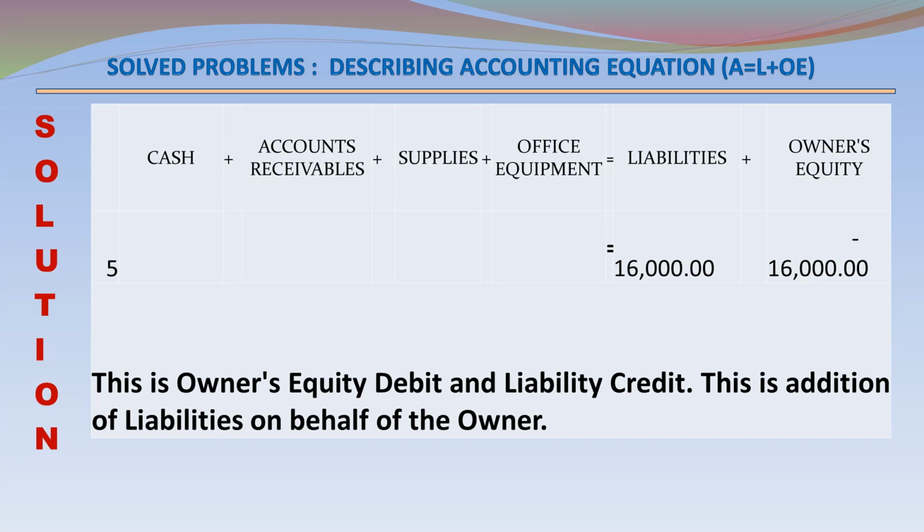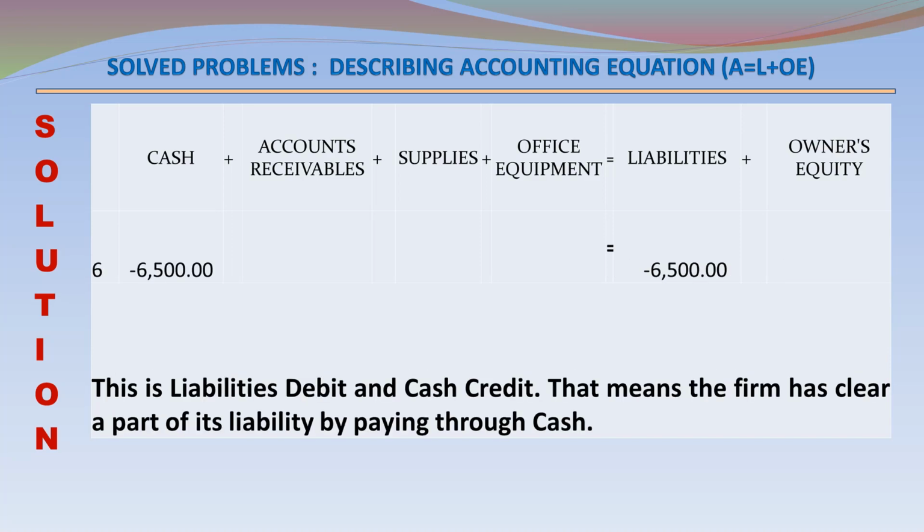Transaction number 5. 16,000 liabilities, minus 16,000 owner's equity. This is owner's equity debit and liability credit. This is addition of liabilities on behalf of the owner. Transaction number 6. Minus 6,500 cash, minus 6,500 liabilities. This is liabilities debit and cash credit. That means the firm has cleared a part of its liability by paying through cash.